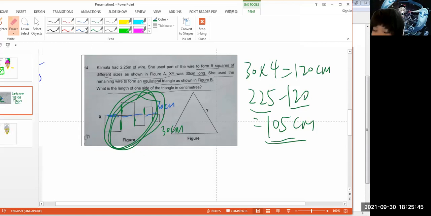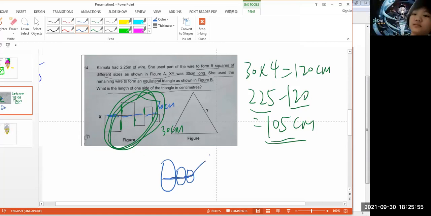Good. Oh, by the way, they can also give you something like this. Remember the circle one? Oh, this one. So they give you this, let's say 21 cm. So what you need to do is, you take this as your x, this as your y, this as your z, to find the perimeter.